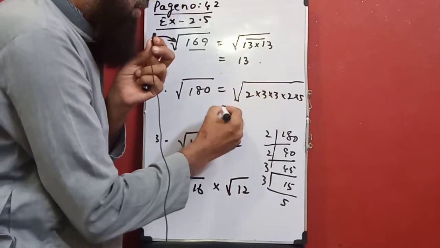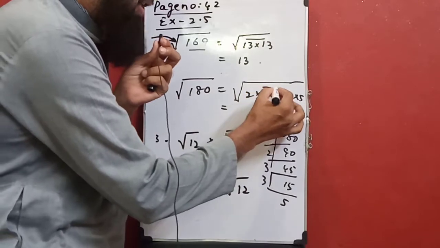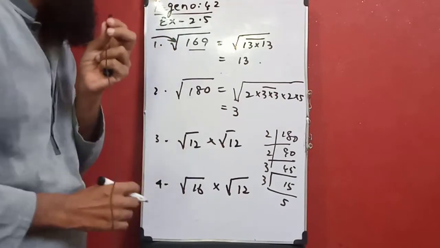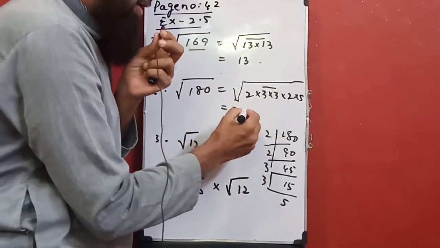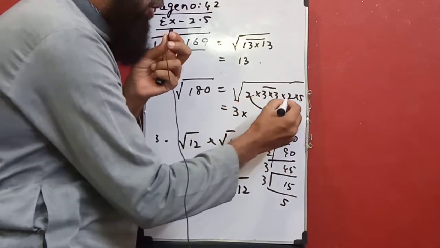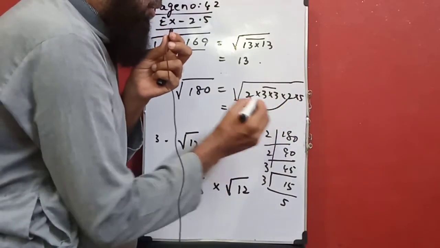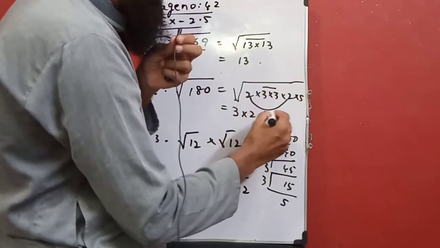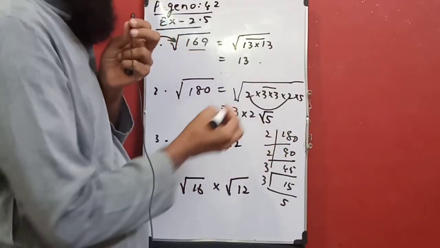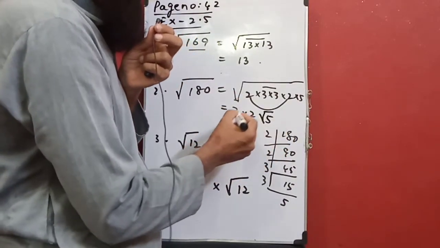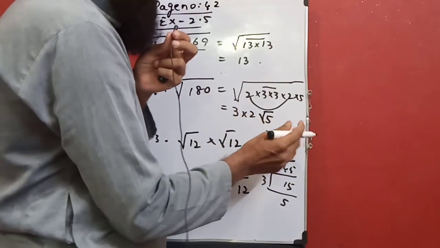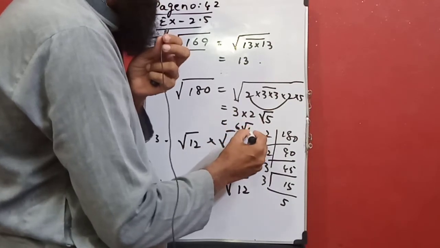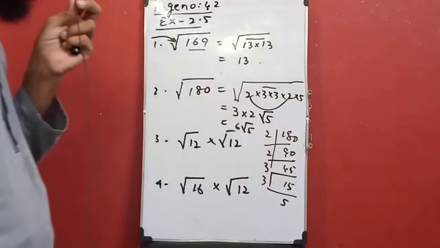Now, first we take the pair of 3 before the radical sign once. Similarly, 2 also has a pair, so we take it outside the radical sign, but the remaining 5 we write under the radical sign. Now it comes as 3 times 2, that is 6. That means 6 root 5 is the square root of 180.